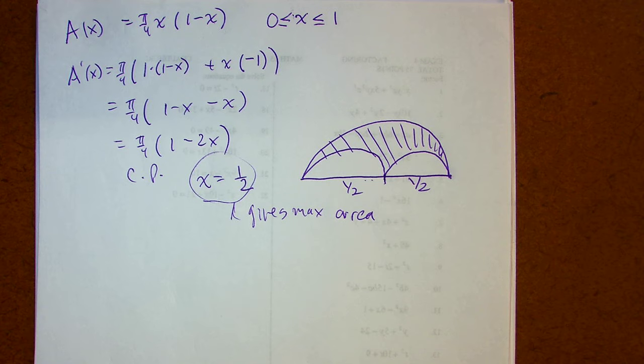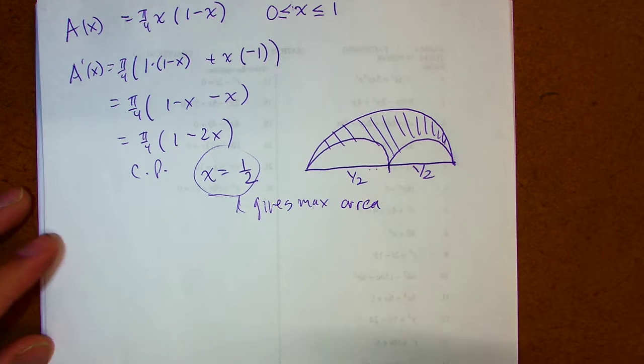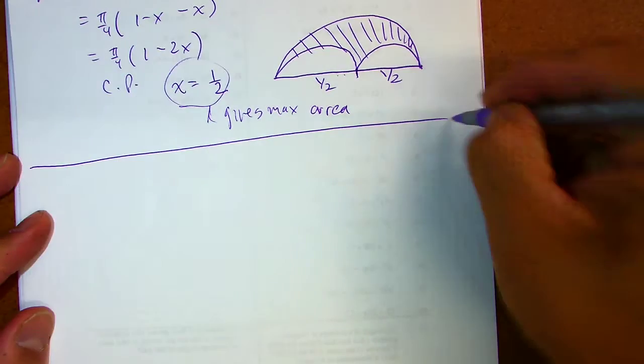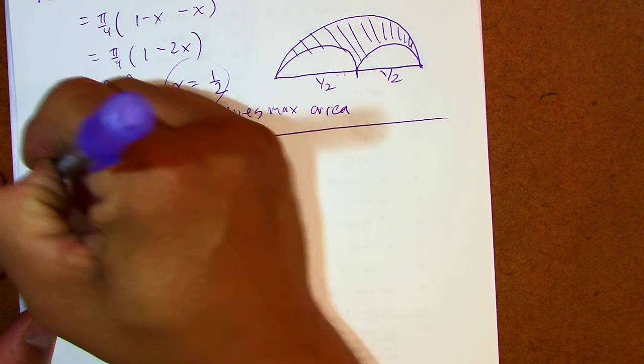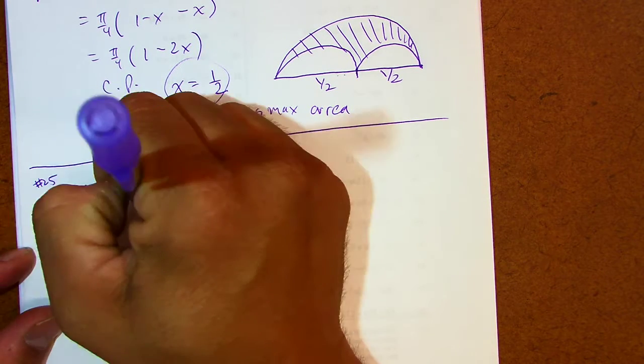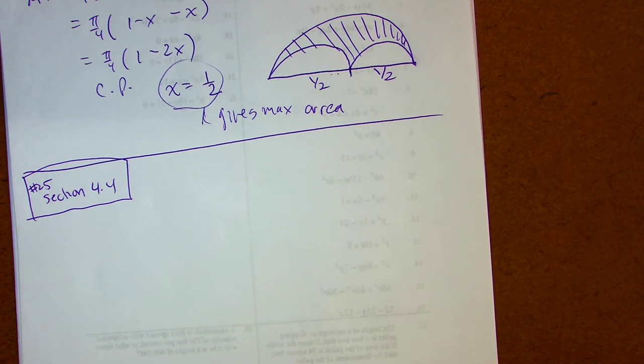All right, so here we go. We got one. So Grant has 25 on 4.4. Okay, so let's take a look at that one. Okay, 25, 4.4.